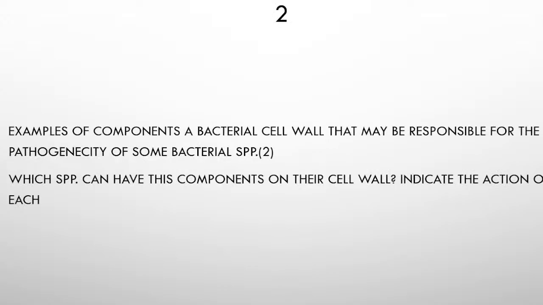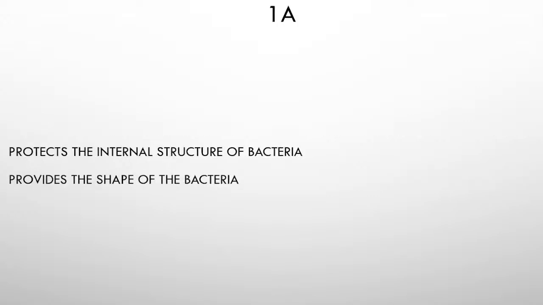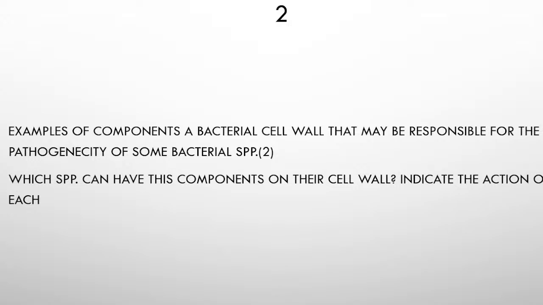All right. So, examples of components of the bacterial cell wall that may be responsible for pathogenicity. Now, once we talk about the cell wall, it also has some pathogenic factors in it. An example of that is what you call M protein. And another one is mycolic acid, which is usually found in different species of organisms.